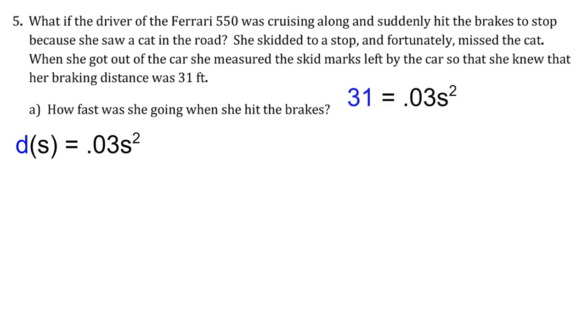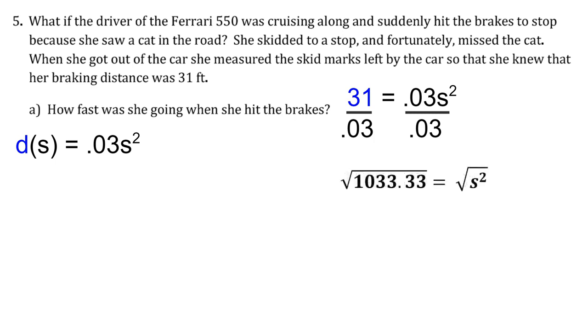So it says, how fast was she going when she hit the brakes? In this case, we need to substitute that distance of 31 feet in for d in the function rule, or d of s, giving us this equation: 31 equals 0.03 s squared. So instead of substituting into an equation and just doing a calculation, here we have to solve an equation. First we'll divide both sides by 0.03, leaving us with 1033.3 repeating equals s squared. And then we'll square root both sides of the equation, giving us our answer of 32.15 miles per hour. That's how fast she was going when she hit the brakes to save the life of that dear sweet cat.